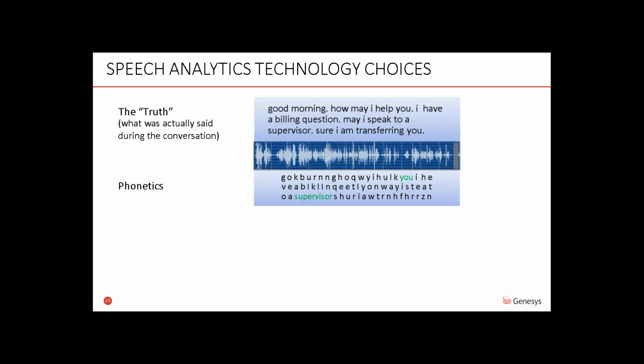It's the process of converting speech into phonemes, which are the smallest unit of human language. A phonetic index is then created, and users can search within that phonetic index for words or potentially even phrases. And phonetics does work quite well for searching for rare occurrences within large volumes of audio. Unfortunately, however, phonemes by themselves are actually meaningless because they're the smallest unit of human language.